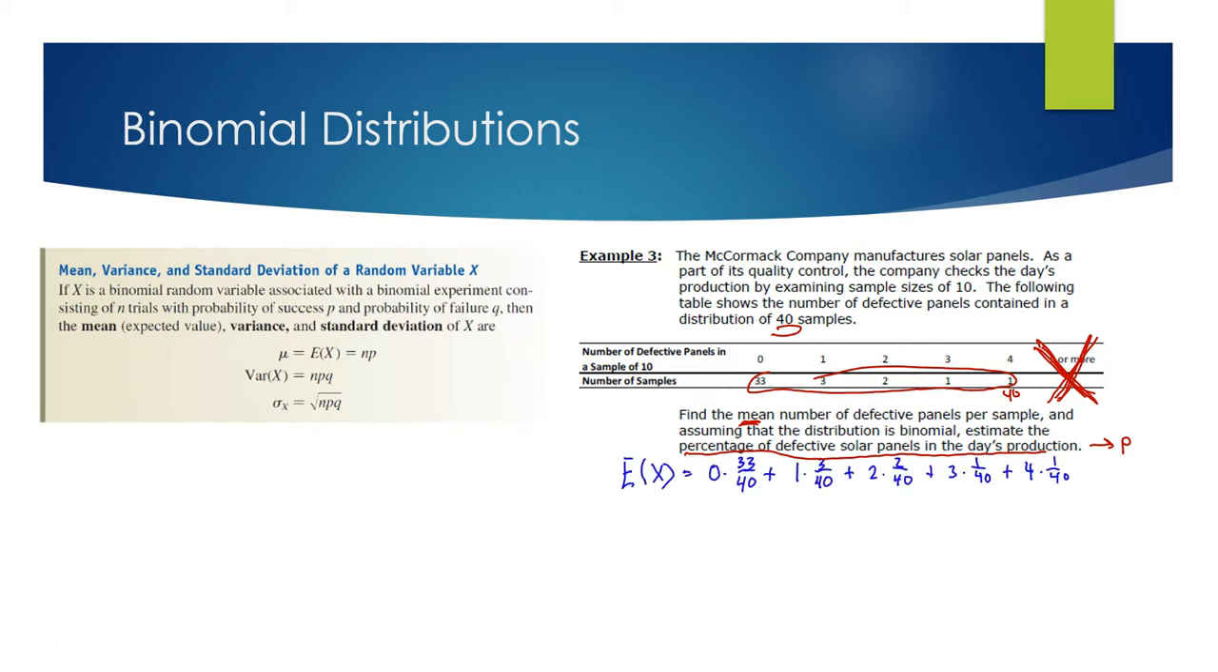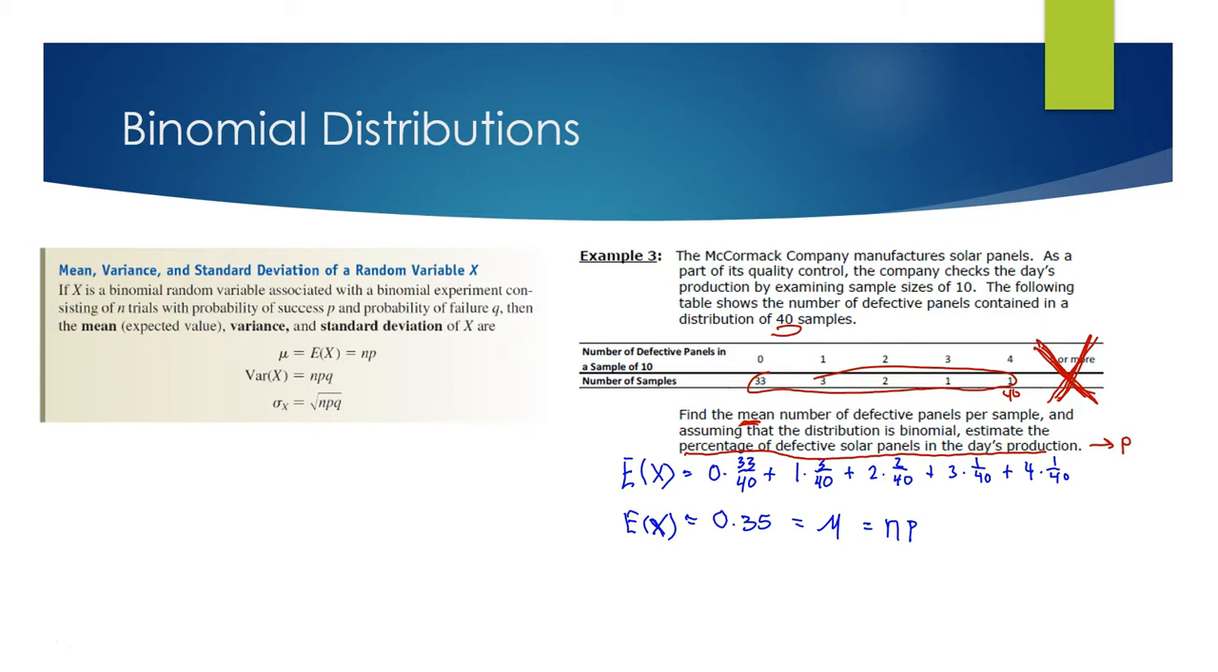So as I set this up, my expected value is going to be 0 times 33 over 40, plus 1 times 3 over 40, plus 2 times 2 over 40, plus 3 times 1 over 40, plus 4 times 1 over 40. When I multiply those up and add them together, I get about 0.35, and that's what the mean is. So on average, I expect 0.35 defects for each sample. That means probably more times than not I'm going to have none, but one is not very atypical either.